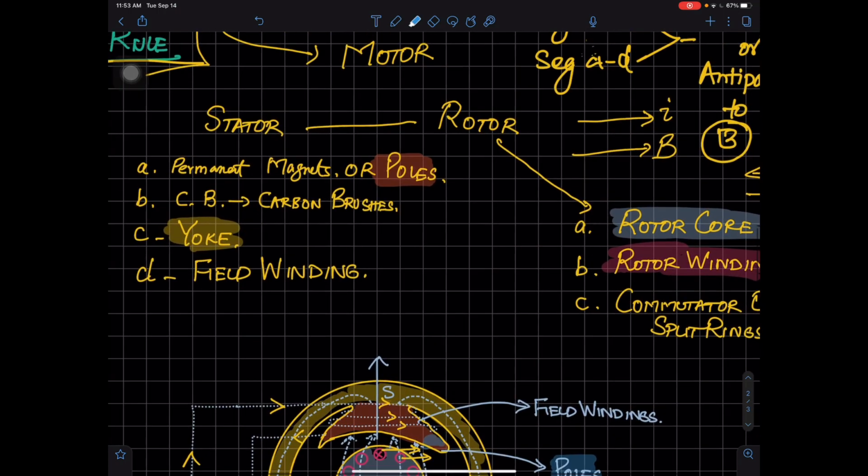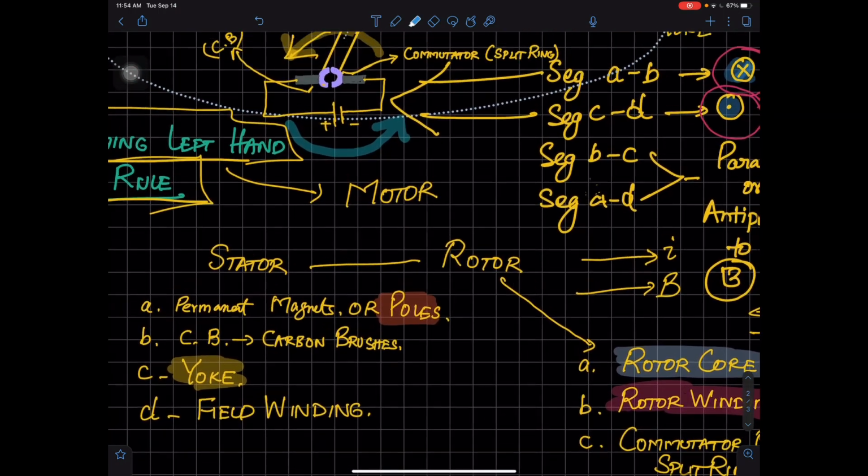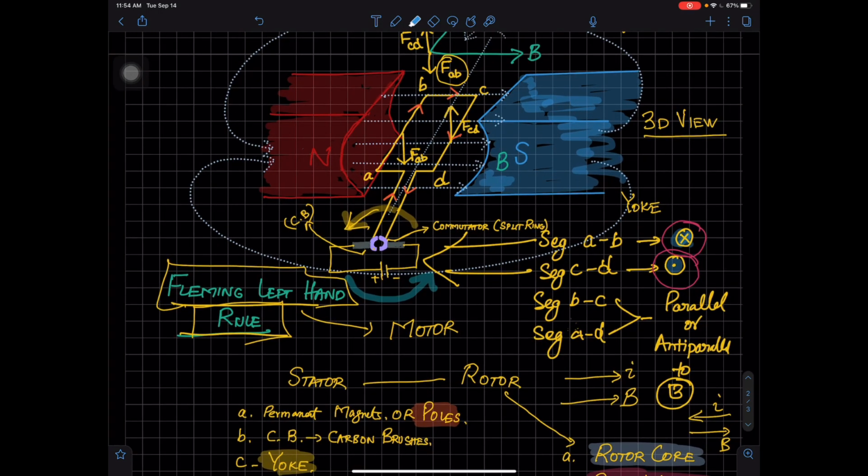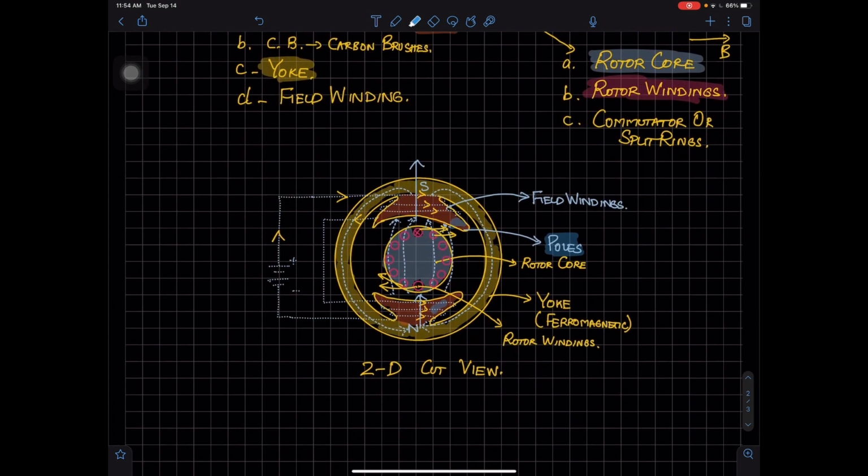Remember, there are always three conditions for mechanical motion to be produced. First, you need a magnetic field. Second, you require a conductor placed in a magnetic field. And thirdly, you need a current flowing through that conductor. When these three conditions are fulfilled, you will have mechanical motion produced.